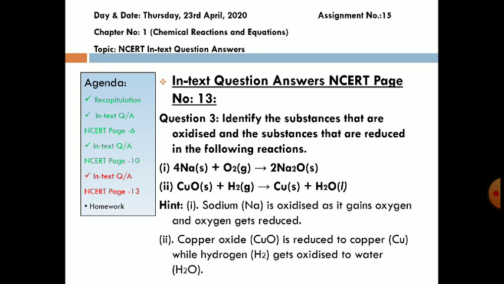Copper oxide is having oxygen, and it gives oxygen to hydrogen to form H2O and it itself becomes copper. So which is giving oxygen? Copper oxide. Which is receiving oxygen? Hydrogen. So which gives oxygen gets reduced. Here copper oxide gives oxygen, so CuO, copper oxide, is reduced to copper, and hydrogen H2 gets oxidized and becomes H2O, water.